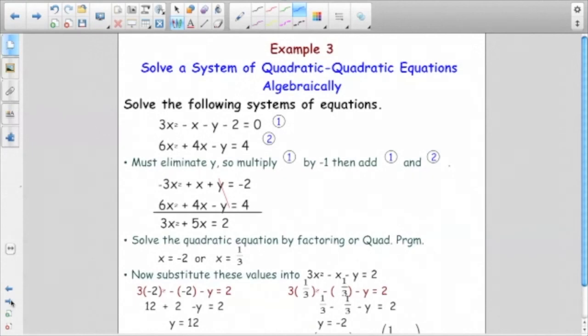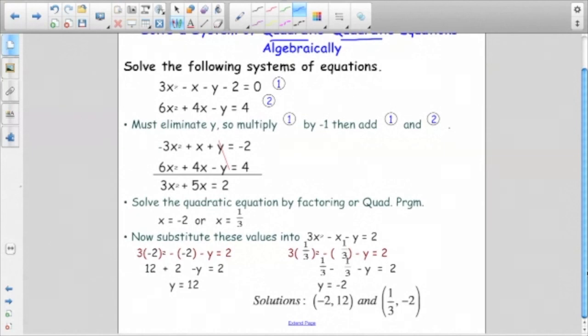Okay, example 3 is solving quadratic and quadratic equations. So now you're dealing with no linear. So with the first situation here, first example, you can do it by elimination because I could do it by substitution, but when I see the y and the y, all I have to do is multiply one of them by negative 1. So if I multiply that first one by negative 1, it changes this to a negative, this to a positive, this to a positive, and this to move it over to a negative.